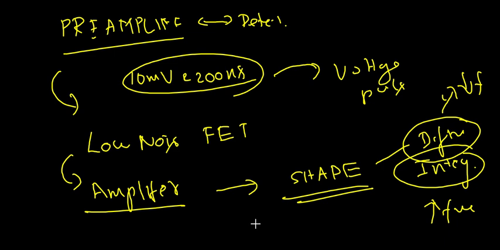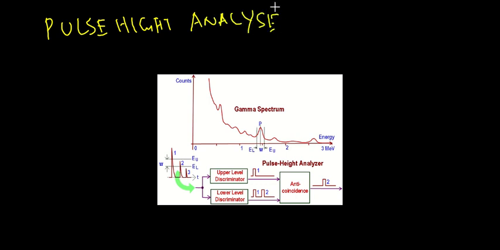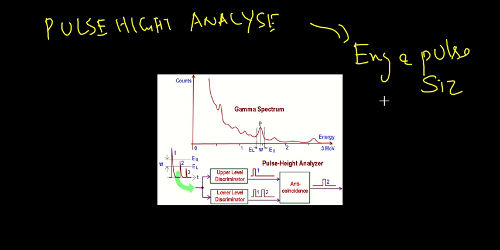The last part of your analysis is the pulse height analysis. This is the integral part which is done with the help of a computer. Basically, the pulse height analysis works in a differential mode that is used to identify the pulse height. We need to distinguish one radiation from another by means of a proportionality between the radiation energy and the pulse size.